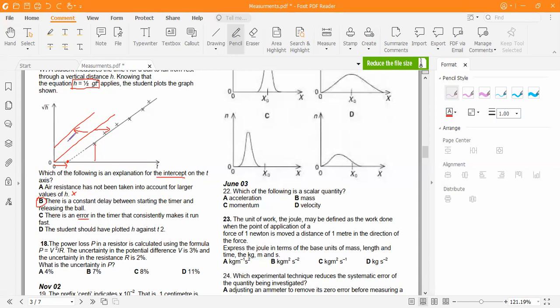And option D is the student should have plotted the graph of h against t square. Even if the student had plotted the graph of h against t square, if there was no other error, the graph should have passed through the origin, because this equation has no y-intercept. So even in that case, the graph would have been more correct. But since it is not passing through the origin, we know that this one is also false. So there is only one option that is correct, and that is option B.